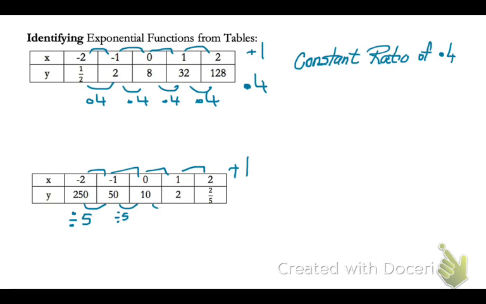And what I'm doing each time is dividing by 5. So remember we said dividing by 5 would be the exact same thing as multiplying by 1/5. So my constant ratio would be times 1/5. So again, this is an exponential table. So if your x values are going up or down by the same amount, and your y values are either being multiplied or divided by the same amount, then you have an exponential table.